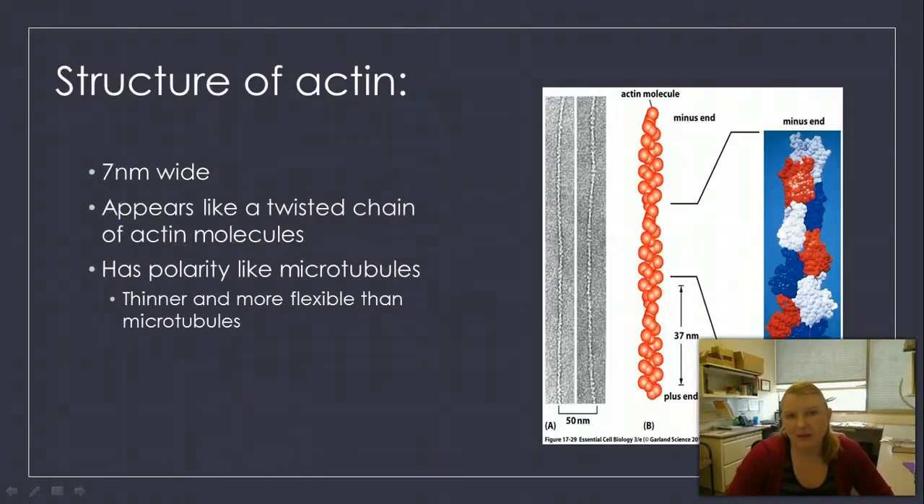All right, so we had intermediate filaments, which were rope-like structures, and we have microtubules, which are tube-like structures. Now we have our twisted chain. So it's the actin molecules. They form, as you can see here, this twisted chain shape. They're composed of actin monomers, and they have the plus and minus end just like we just talked about. That polarity allows it to grow and shrink as needed. These are thinner and more flexible than microtubules, so they can do a variety of other functions. We're going to talk a little bit about this polarity again in a second.